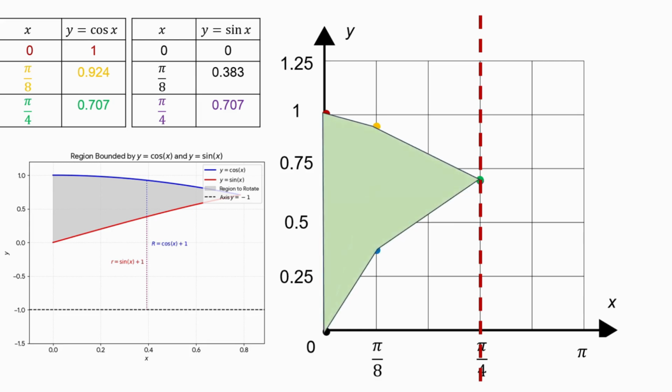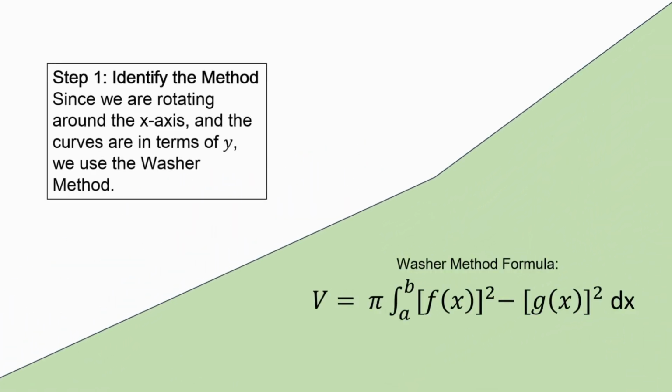Then we shade the region between the curves. The shaded area represents the exact portion that will be revolved. Clearly identifying this region is important because it defines the outer and inner boundaries of the solid. Now that we have visualized the region, we can solve for the volume.